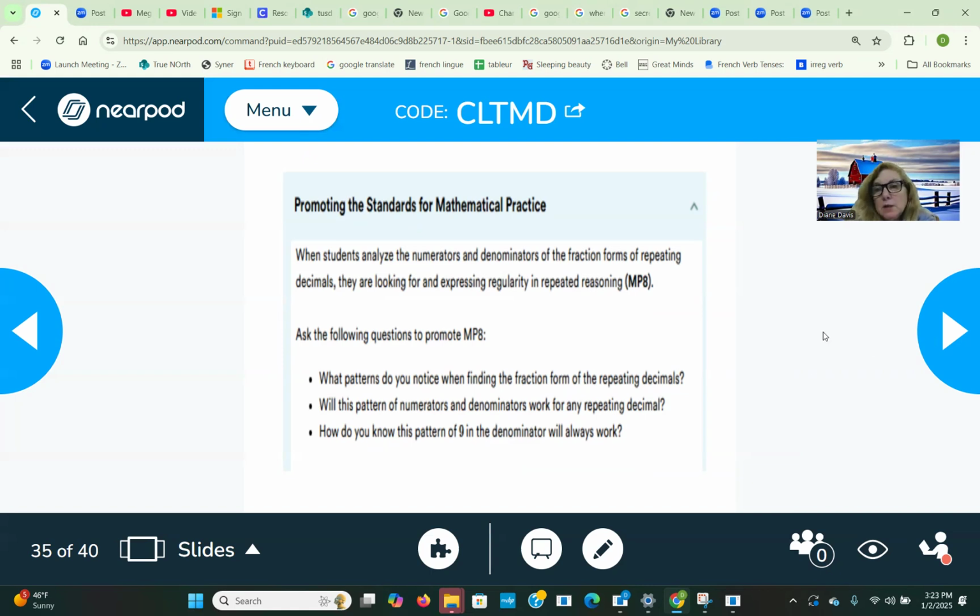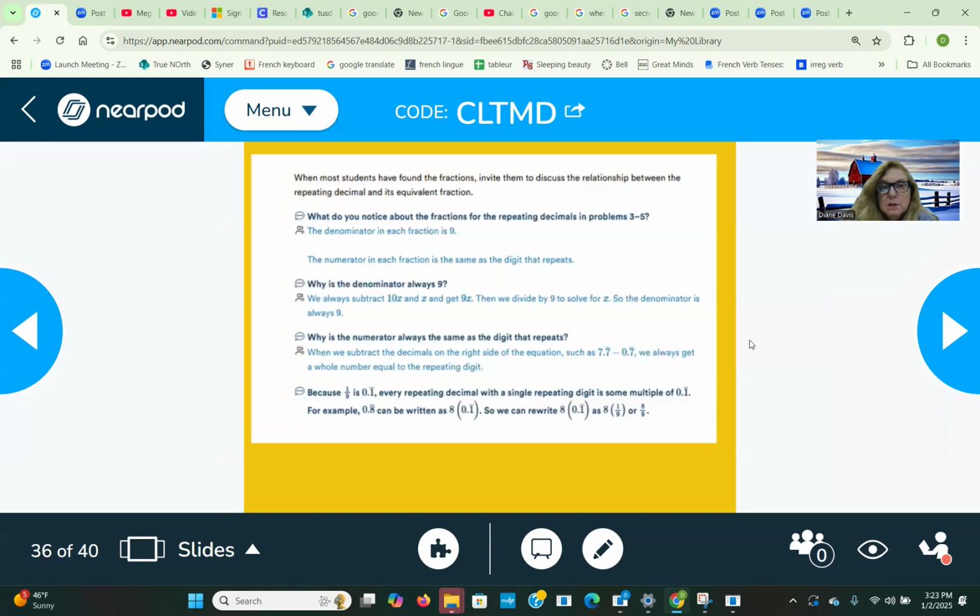Let's take a moment and see what you can figure out, and then we'll look at it together and answer those questions. What are some things that you can notice? You can notice that the denominator in each fraction is 9. The numerator in each fraction is the same as the digit that repeats. We always subtract 10x and x and get 9x. When we divide by 9 to solve for x, the denominator is always 9.